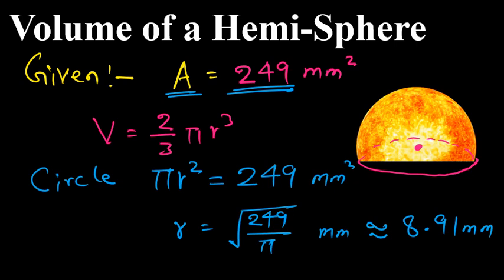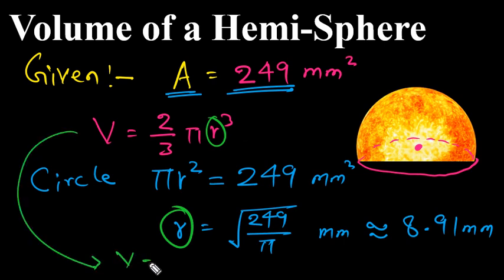Now this is your radius, so after this it's very simple. Now you can substitute this radius here. So from this formula, V is equal to 2 over 3 pi 8.91 power 3. Solve this and you will get your answer in millimeter cube. So try this by yourself, because this is very simple after this.